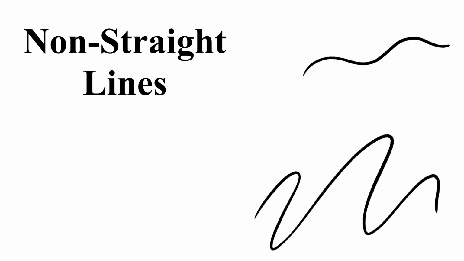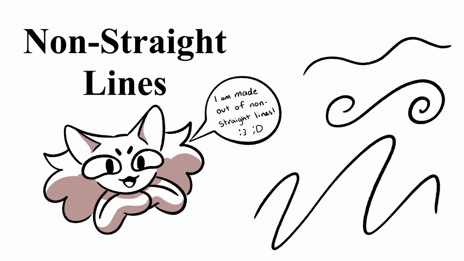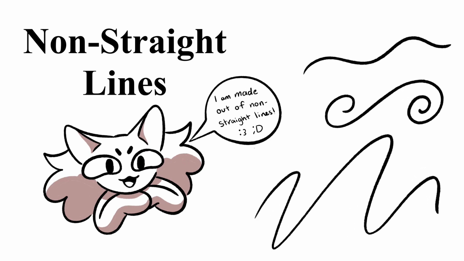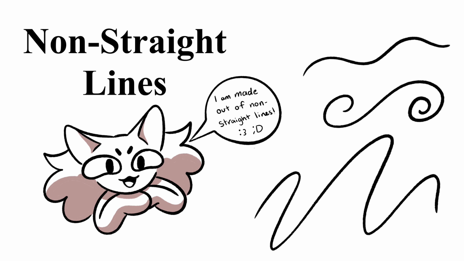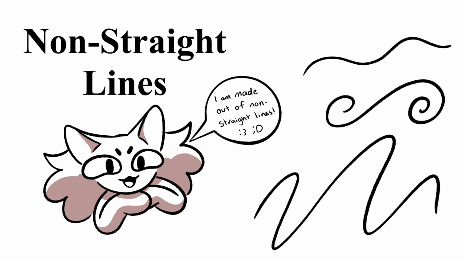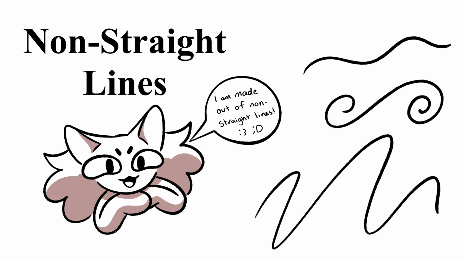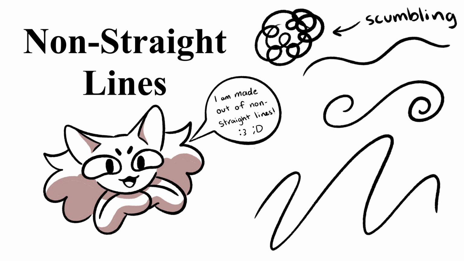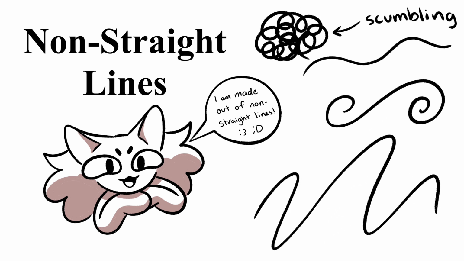Non-straight lines are lines that simply aren't straight. They're often referred to as organic lines. They can be anything from wavy lines to spirals and really aren't limited to what they can look like. You can also use this type of line to create a shading technique known as scumbling, which is essentially just scribbles. It can be really fun depending on how you use it in a drawing.